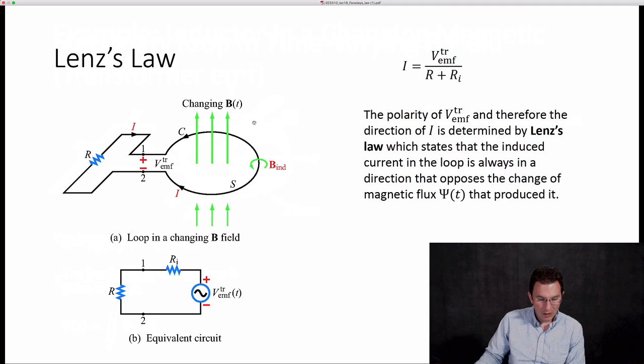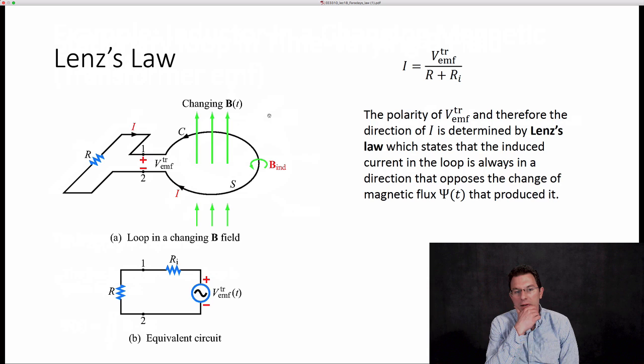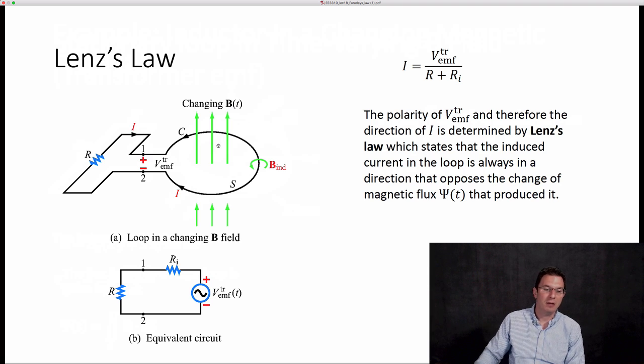Well, let's look at this diagram here. We have an impressed B field from some external source that is penetrating our loop, and the impressed B field is pointing in the plus z direction. So there is flux. You can think of it in this way: there is a positive flux due to the impressed B field.